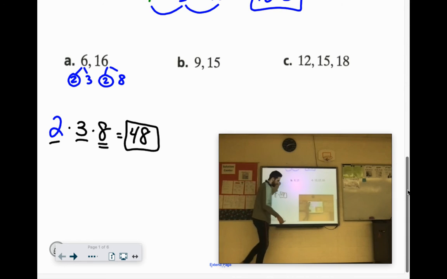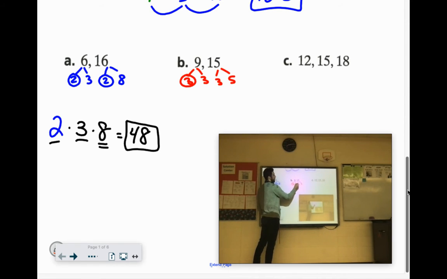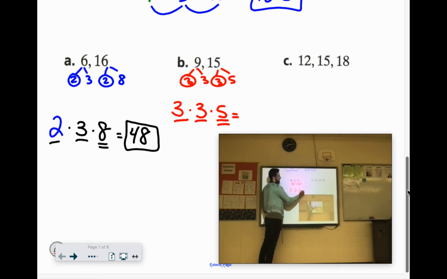It's not bad, right? 9 and 15, what do they have in common? A 3. 3 times 3, 3 times 5. They got 3 in common, and that's the greatest common factor because 3 and 5 don't have anything in common. So then we just bring down the leftovers. Times 3 times 5. 3 times 3 is 9, times 5 is 45.